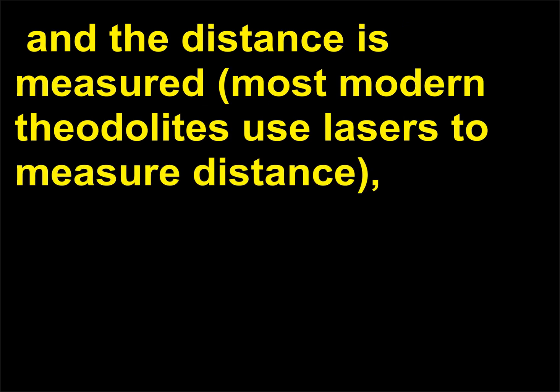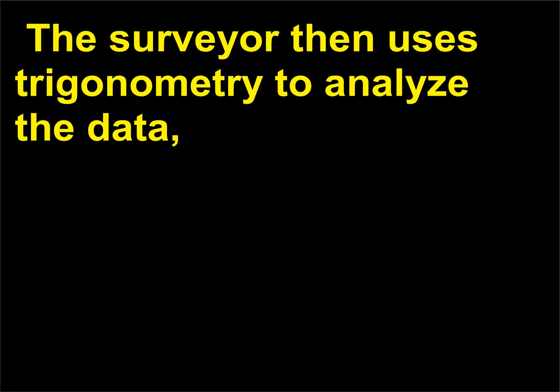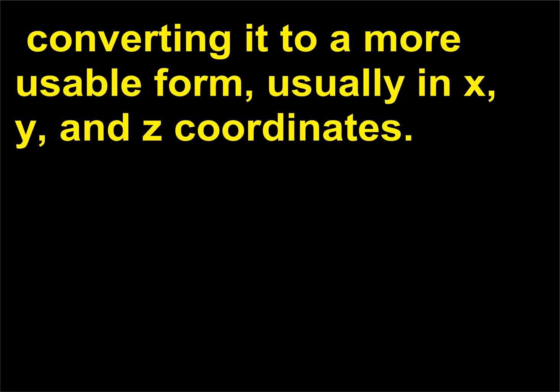Most modern theodolites use lasers to measure distance, supplemented by angular measurements in both the horizontal and vertical planes. The surveyor then uses trigonometry to analyze the data, converting it to a more usable form, usually in x, y, and z coordinates.